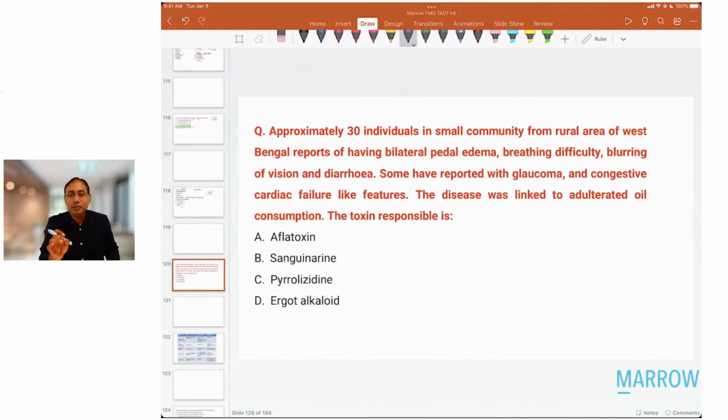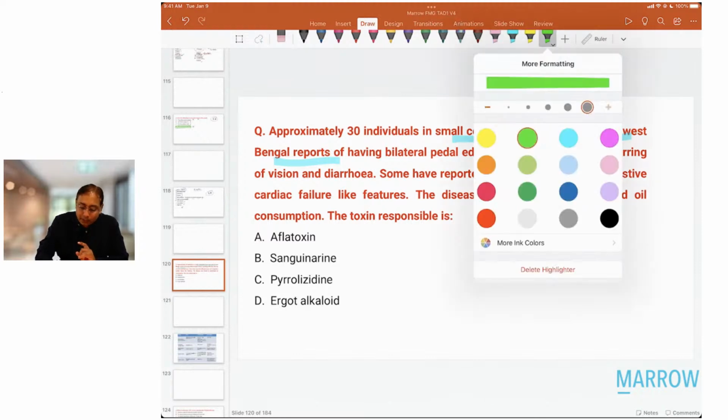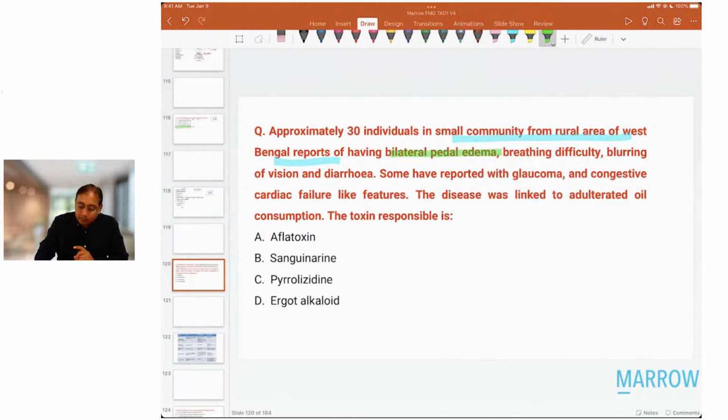Next is one question from food adulteration. Approximately 30 individuals from a small community in rural West Bengal report having, very interesting question, bilateral pedal edema, breathing difficulty, that is dyspnea, blurring of vision, and diarrhea. Some reported glaucoma. Glaucoma could also lead to blurring of vision, and there are congestive cardiac failure like features. The disease was linked to adulterated oil consumption. What is the toxin responsible?